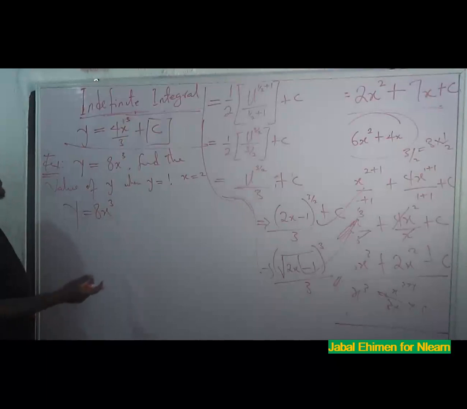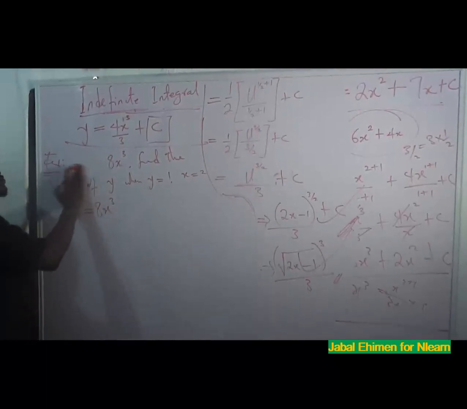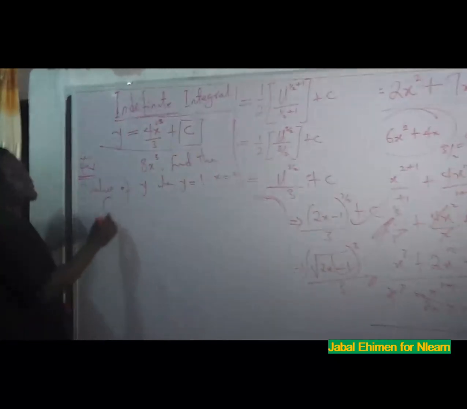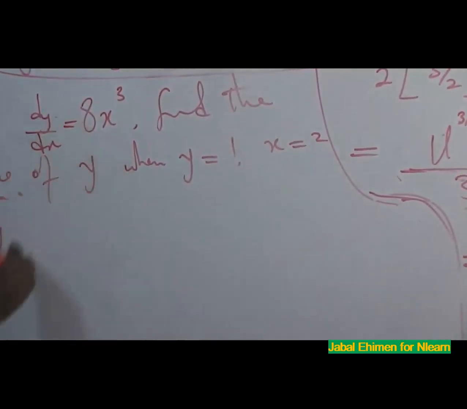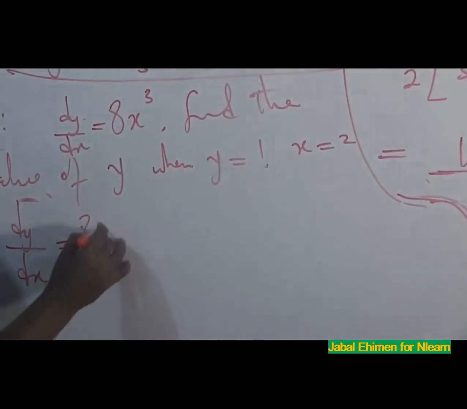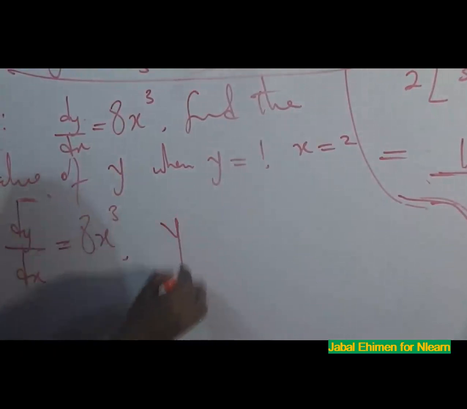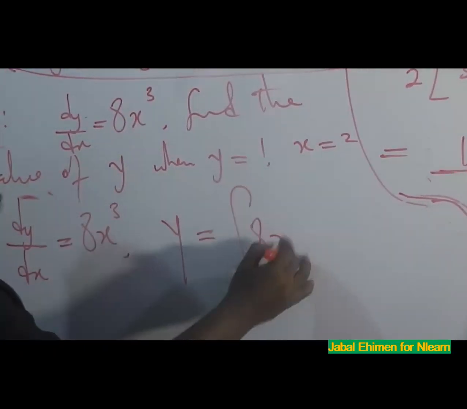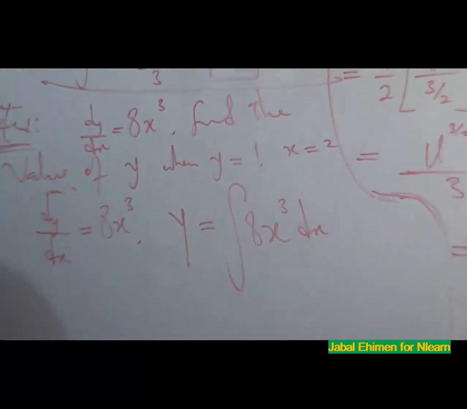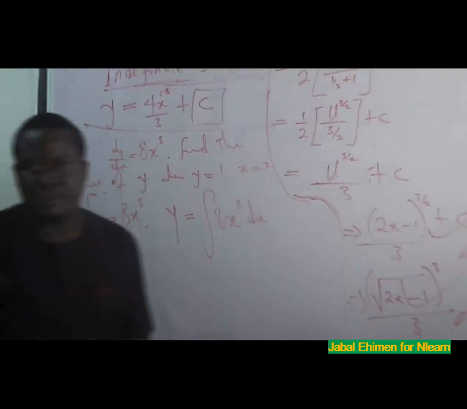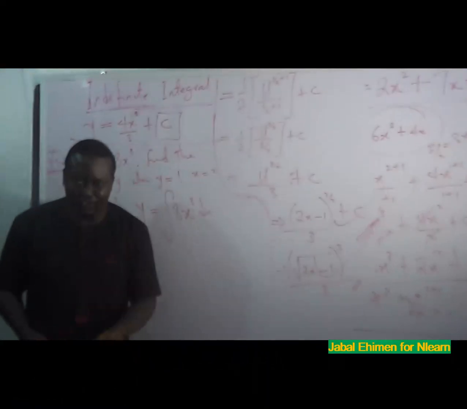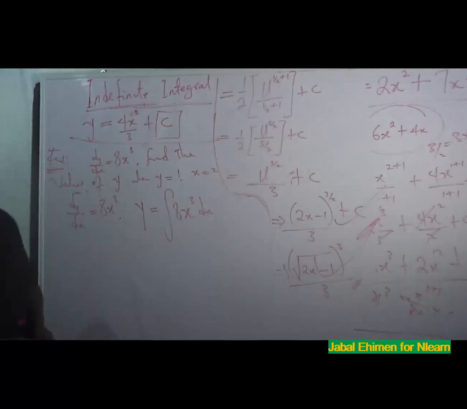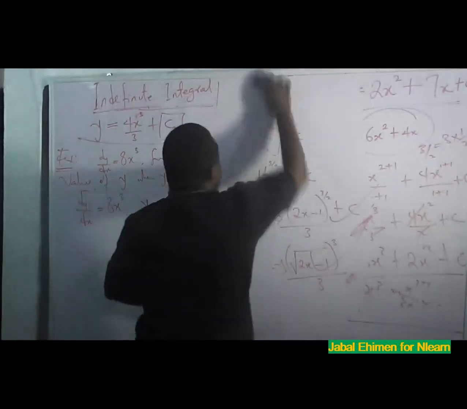dy over dx is equal to 8x cubed. So the value of y will become the integral of 8x raised to power 3 dx. Now, what it means is that dy dx has been given as 8x raised to power 3, but the value of y can only be obtained from the integration of dy dx. Now, let's integrate dy dx as it is. Integrating dy dx is simple.